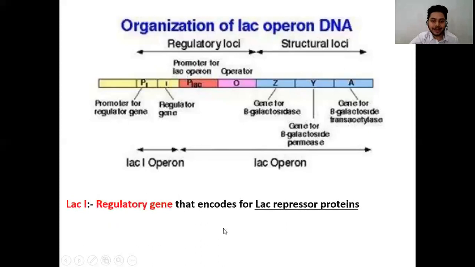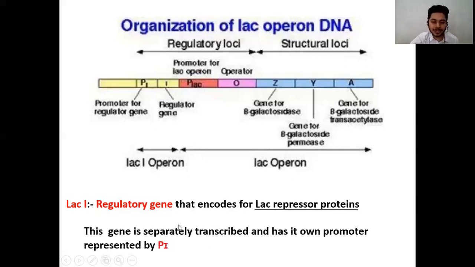My next regulatory gene is the LAC-I gene. This LAC-I gene is another regulatory gene which is going to encode for a few repressor proteins, and these repressor proteins are called the LAC repressor proteins. Repressor proteins are going to switch off your lac operon. These repressor proteins will not allow your structural genes to get expressed. How these proteins are going to function, we'll understand ahead.